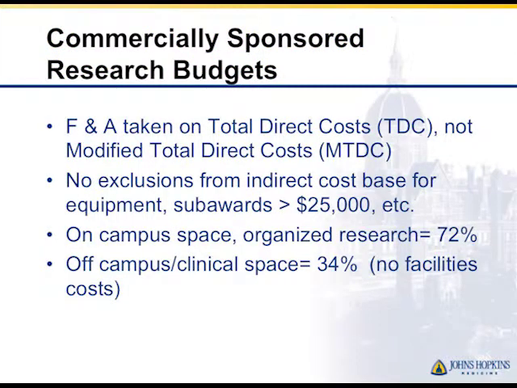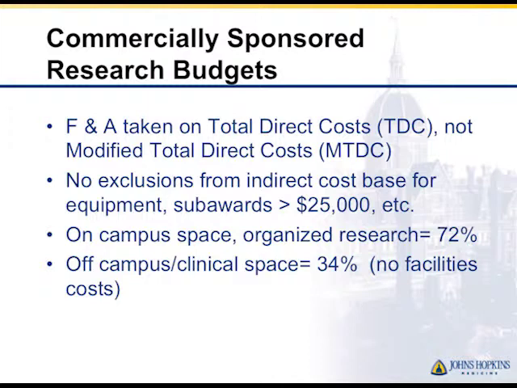When preparing budgets for commercially sponsored research, F&A is taken on total direct cost, or TDC, not modified total direct cost, or MTDC. What Alex had just talked about was a modified total direct cost base, where there are exclusions from that base on which F&A is applied. In School of Medicine, for a commercially sponsored research project, we take F&A on the total direct costs. So there are no exclusions from the direct cost base. Those exclusions would be equipment, cost of subawards over $25,000, patient care, things like that.